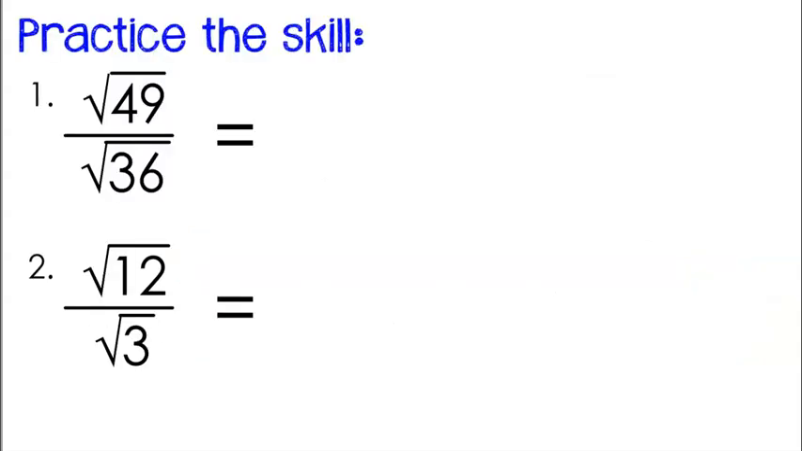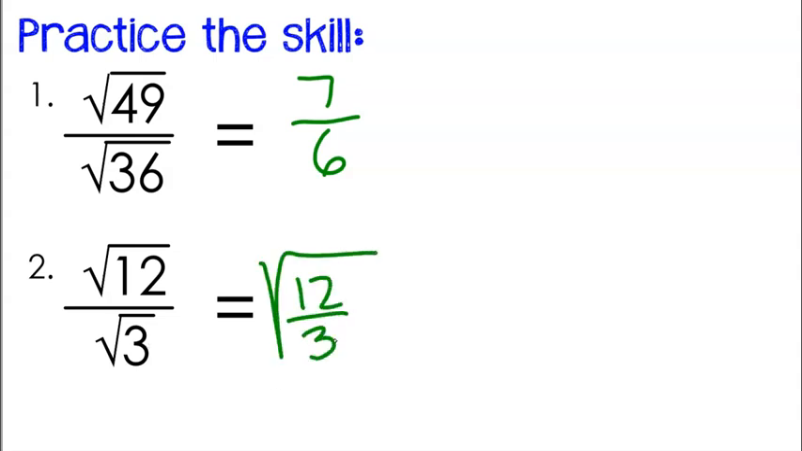Let's try practicing examples where you don't need to rationalize the denominator and when you do. In example number 1, both the numerator and the denominator are perfect squares. That would leave us with the fraction 7/6. For question number 2, the numerator and denominator are not perfect squares, and if I combine them together to a single fraction, I can create a perfect square.